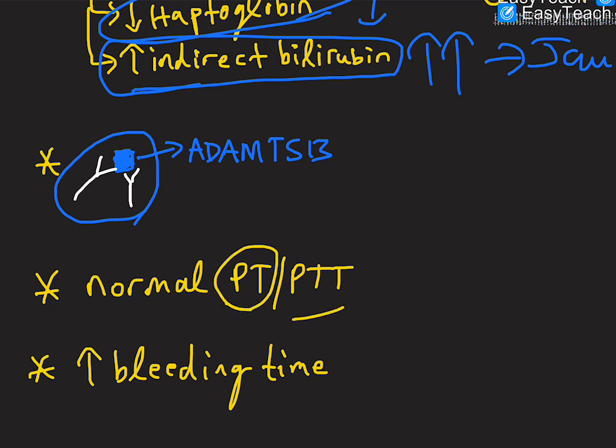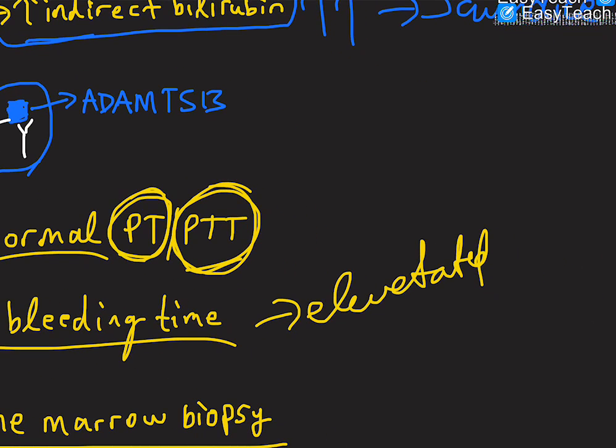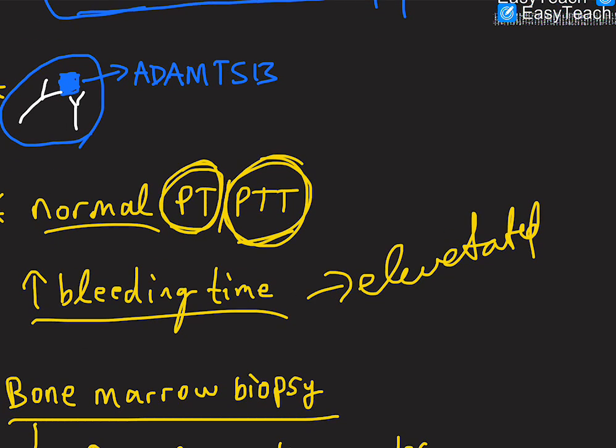So if you test your PT and PTT, remember PT's extrinsic pathway, factors 3 and 7, PTT's intrinsic, factors 12, 11, 9, and 8. That's going to be normal. But if you test your bleeding time, that will be elevated. Now it's kind of weird because you're forming a lot of clots, so you would expect your bleeding time to be normal because you're able to form all these clots, but the thing is you're forming microthrombi, small clots, in all these blood vessels. You consume your platelets, and then now you don't have enough platelets in order to properly form a platelet plug. So your bleeding time gets elevated because you're consuming a lot of platelets. So it's basically thrombocytopenia.